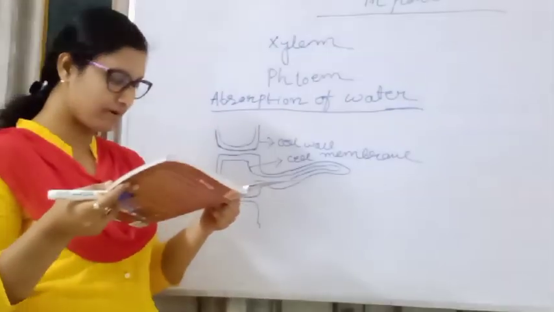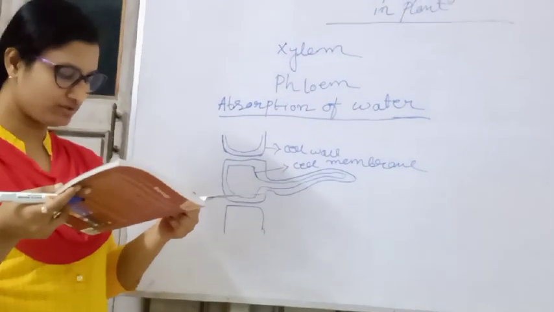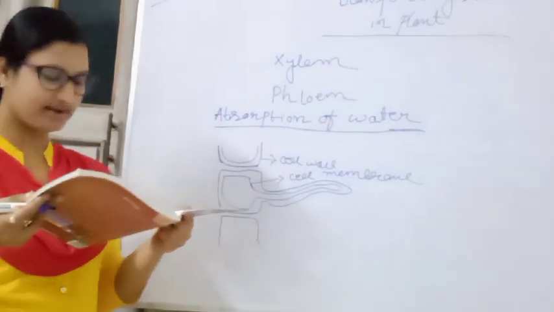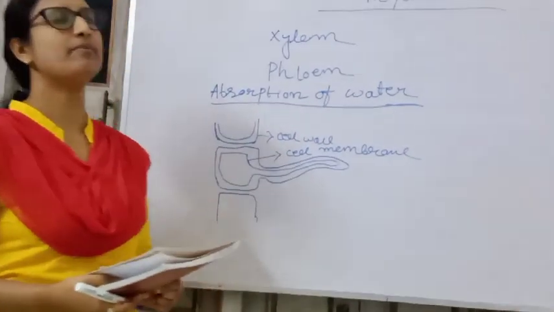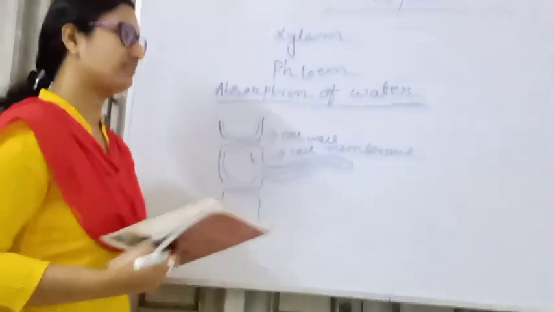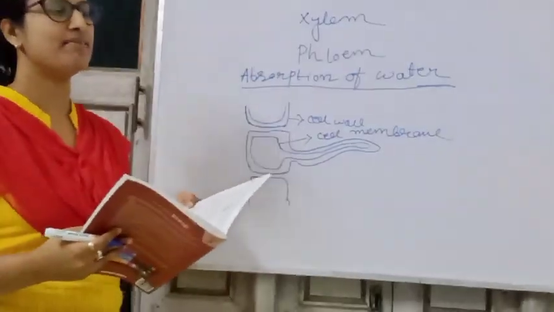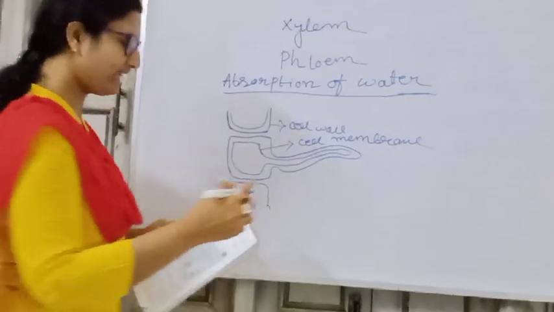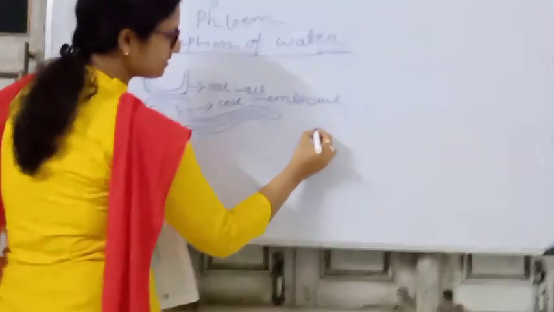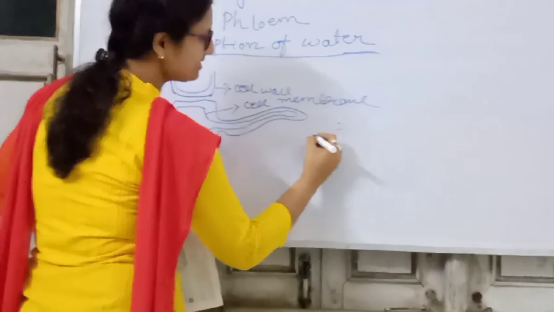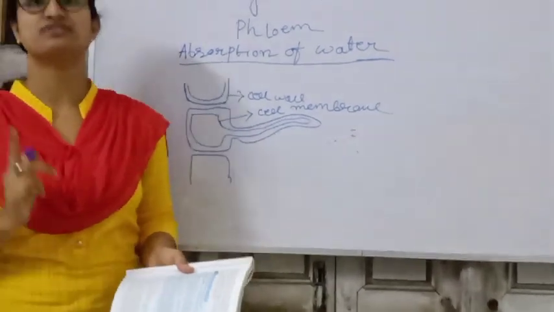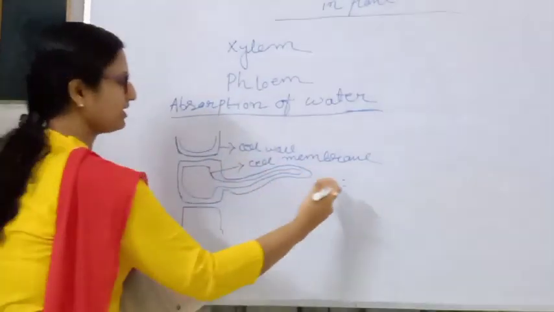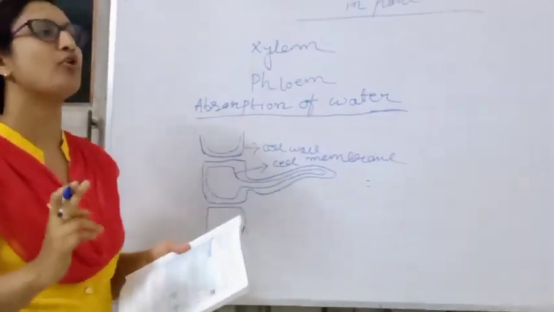What is a semi-permeable membrane? It allows the movement of water molecules through it, but prevents the movement of larger molecules of other substances. The water is present in the soil, and the root hair absorbs the water by the process of osmosis.